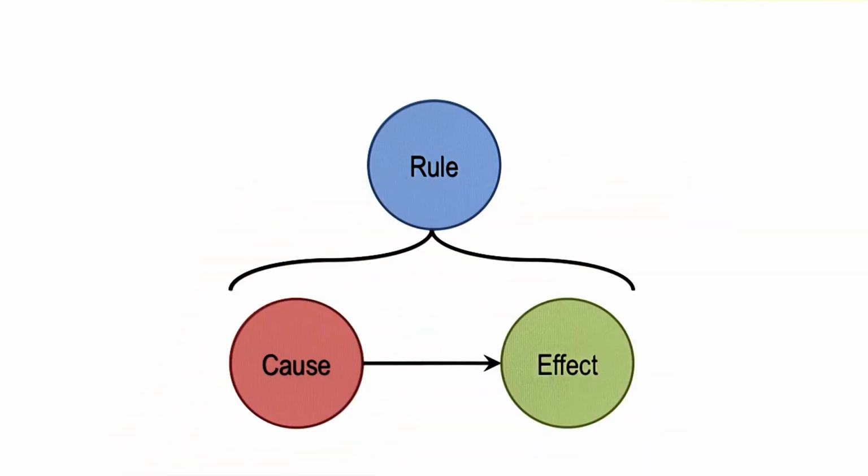Another example of a rule would be the rule that Bob hates Joe. So Bob hates Joe, so whenever Joe walks in, Bob leaves.